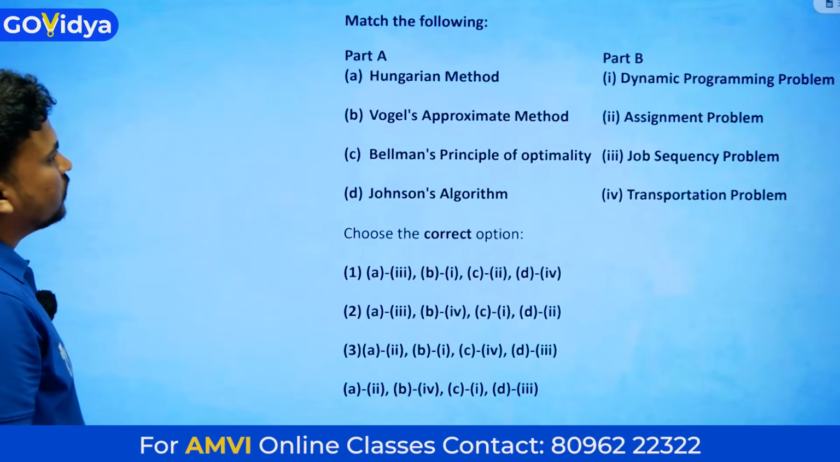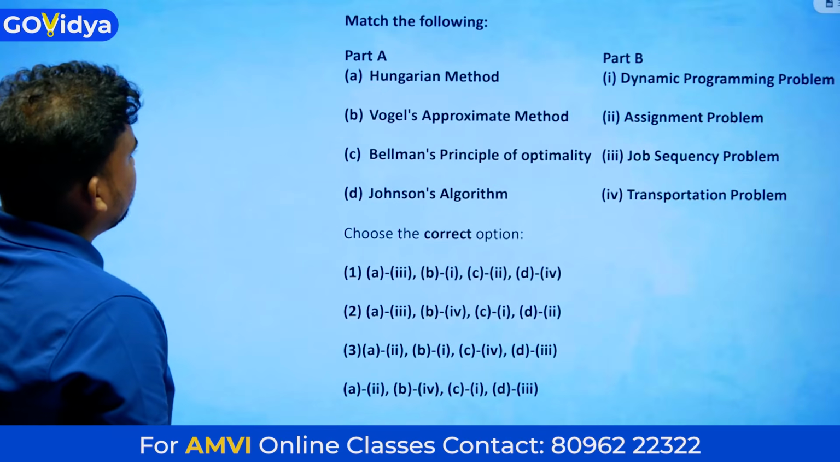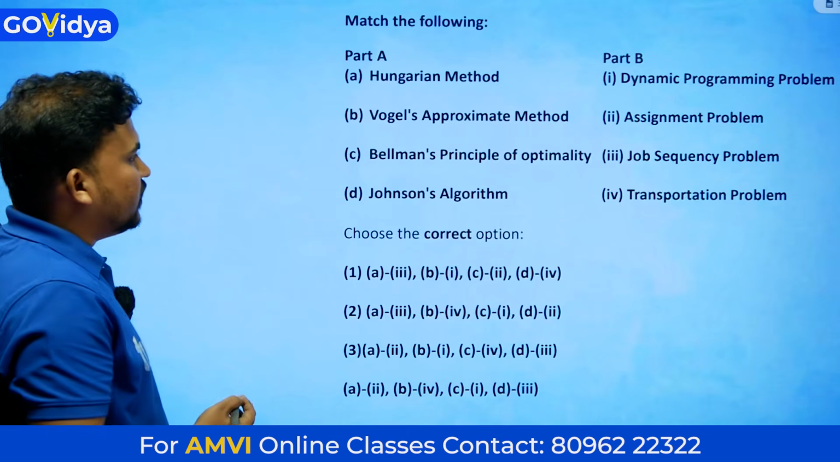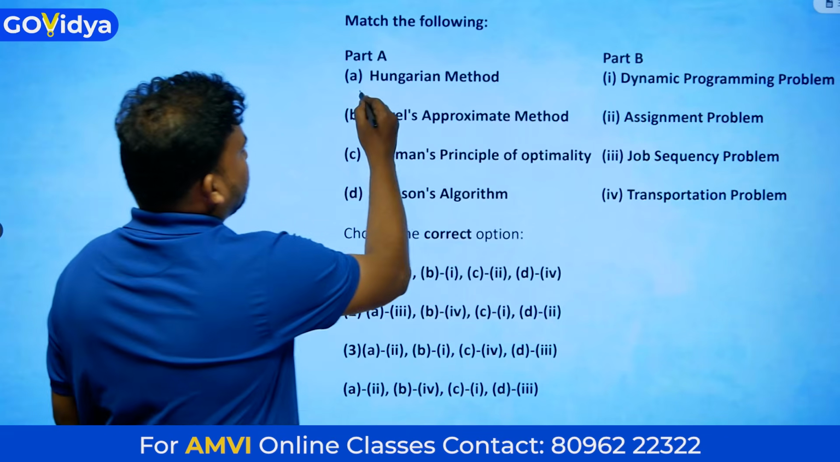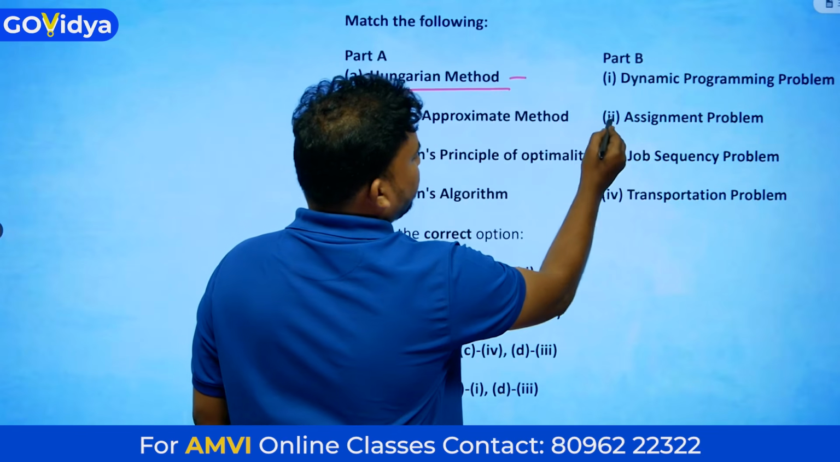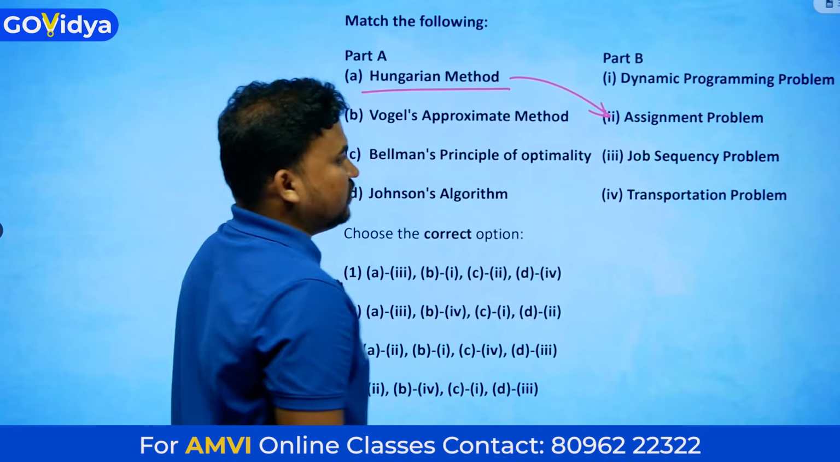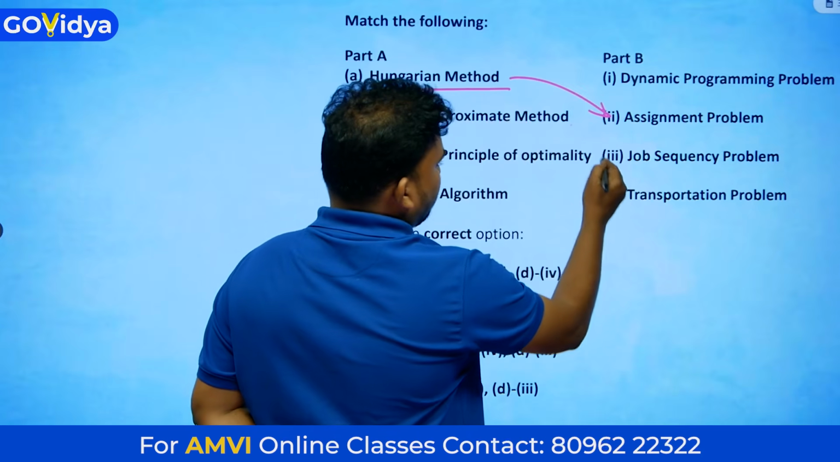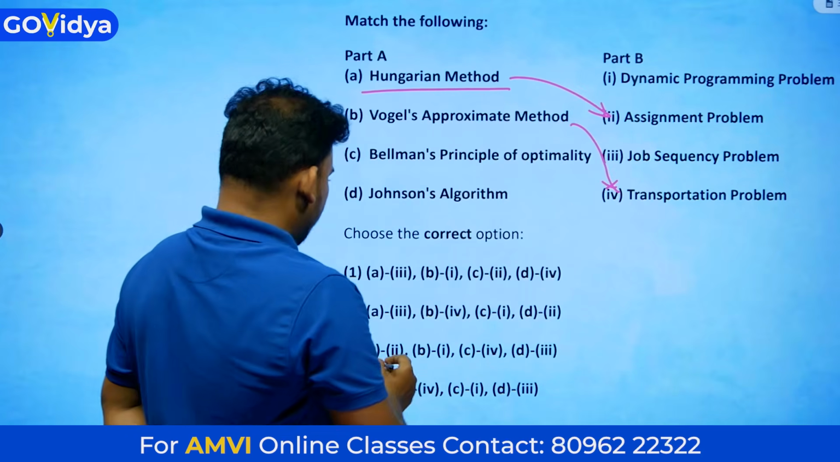Next question, match the following. They have given part A and part B. It is actually a question from industrial engineering. Hungarian method: where are we using the Hungarian method? In the assignment problem, right? We are assigning the tasks to the different machines. And Vogel's approximation we are using in the transportation problem. We will see the options.